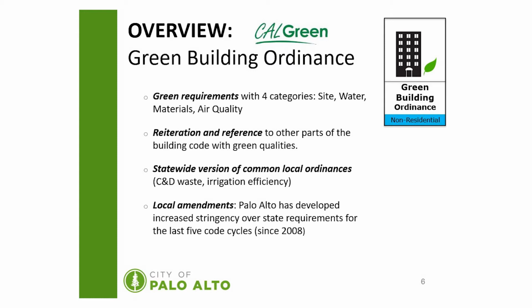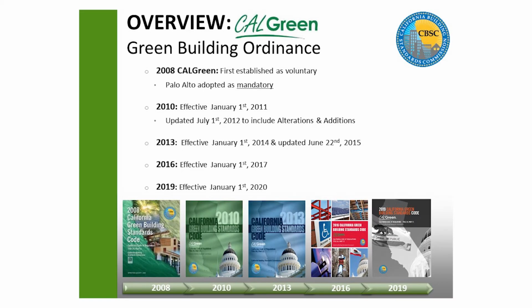In regard to local amendments, Palo Alto has increased stringency over state requirements for the last 5 code cycles since 2008. Palo Alto has a long history of adopting CalGreen measures and first adopted CalGreen measures in 2008. Since that time, the code has progressed significantly. For the 2019 code cycle, projects will need to incorporate the new requirements effective January 1st, 2020.